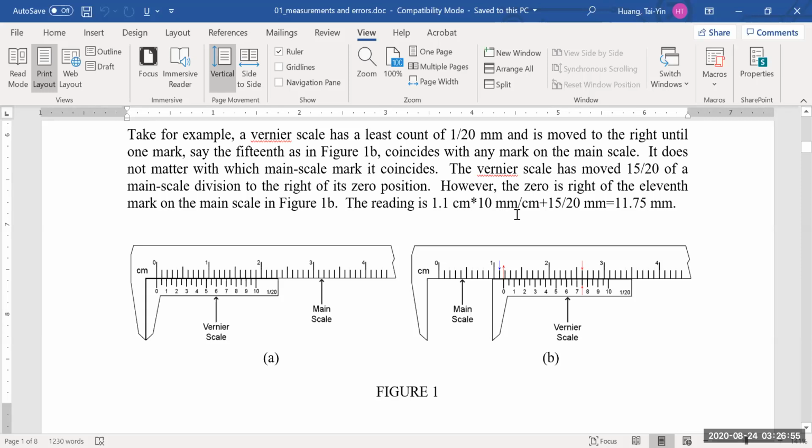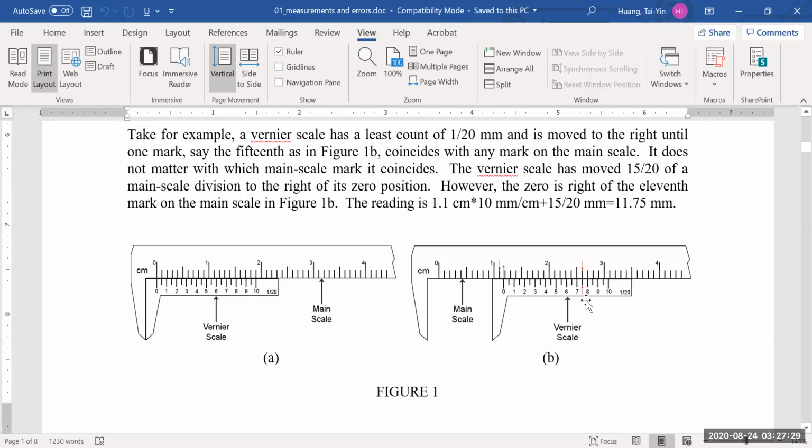So you multiply that by 10, and then you want to look for where is the mark that aligns with the mark on the main scale. In this case, that is between 7 and 8 on the vernier scale. This line aligns with the mark on the main scale the best. So that will be our choice. So this is actually 15 divisions multiplied by 1/20. So altogether, that's 11.75 millimeters.